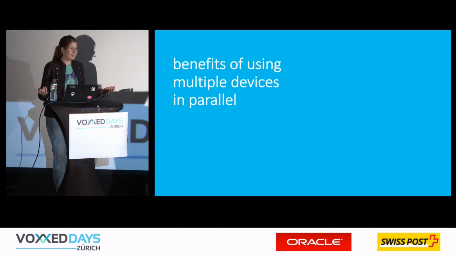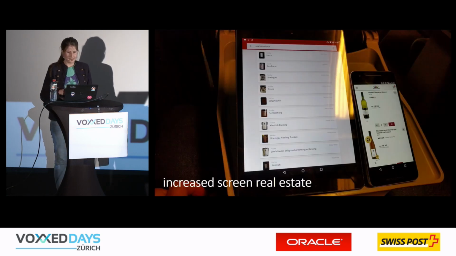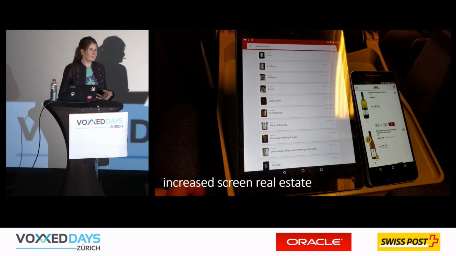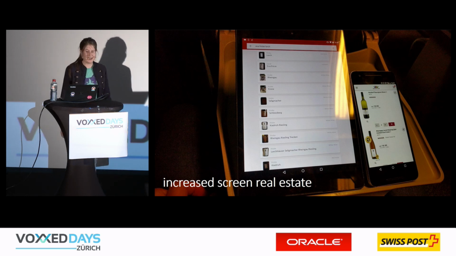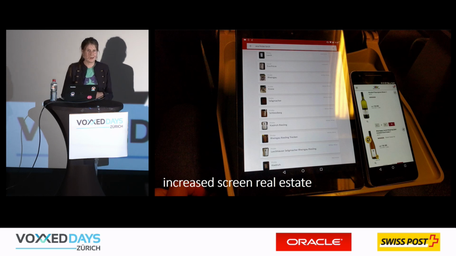So why would I even use multiple devices in parallel? I can think of several reasons. One advantage is that we can have more screen real estate, for example, in mobile situations. And I took this photo of someone who is shopping for wine on a train, and they're using both their phone and a tablet at the same time to have essentially a larger screen.